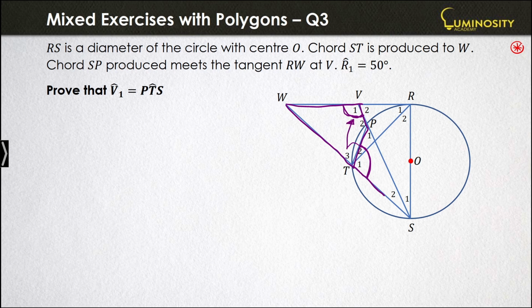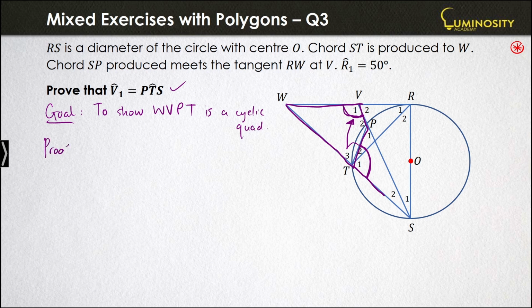But where does that sound familiar, showing that an exterior angle is equal to an interior opposite angle? That is true if and only if the shape is a cyclic quadrilateral. So if we can prove that WVPT is a cyclic quadrilateral, then automatically this result is true. So that's my goal. I'm going to show that WVPT is a cyclic quad.